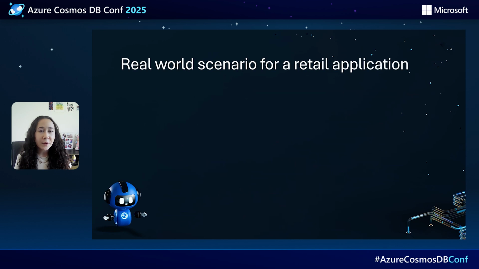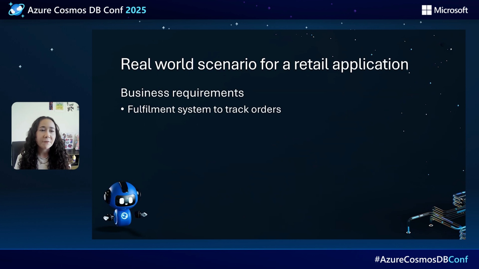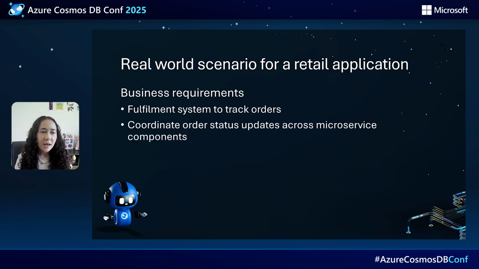Let's imagine a real-world application in the retail space. I have some business requirements. I want to create a fulfillment system that helps me track orders happening for my business. I also want to be able to coordinate order status updates across my microservice components for shipping, payments, and delivery. Let's see how the change feed processor can help us fulfill both of these requirements.